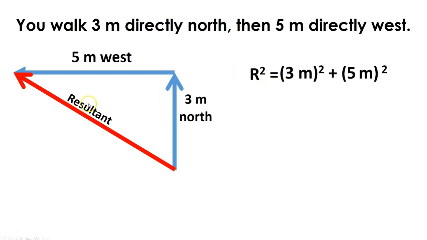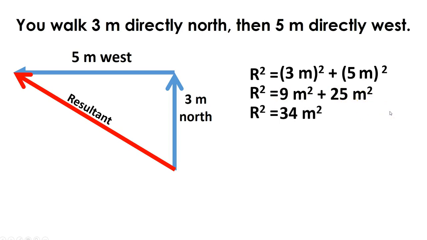So in this case, c squared would be r squared. So a squared plus b squared. So 3 meters squared plus 5 meters squared. Do the work. 9 meters squared plus 25 meters squared gives me 34.